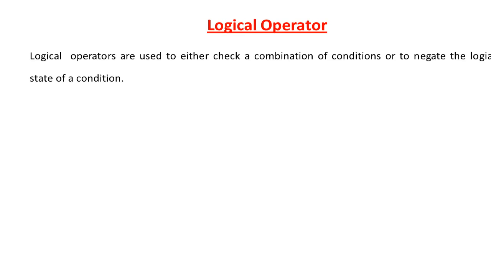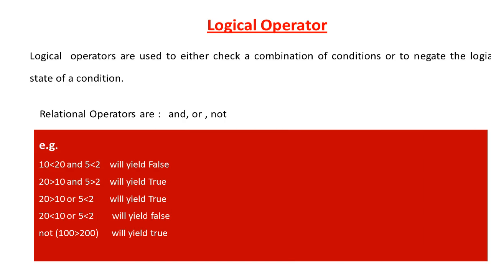Logical operators are used to either check a combination of conditions or to negate the logical state of a condition. Let me explain it this way. There are three logical operators: and, or, not. I'm sorry, I have mistakenly written relational operators. These are not relational operators, these are logical operators: and, or, not. So I'm sorry for that. Now see the examples.